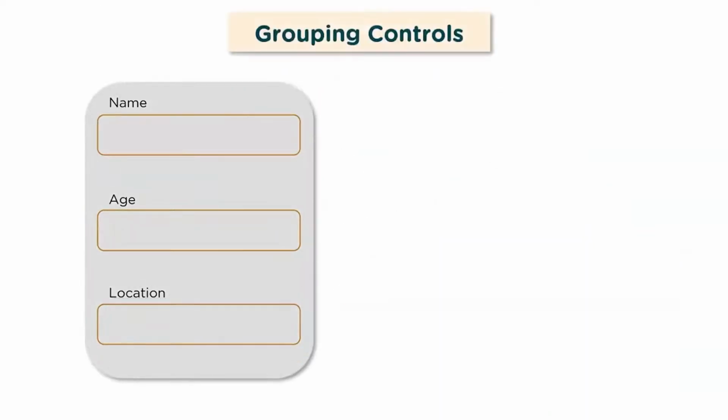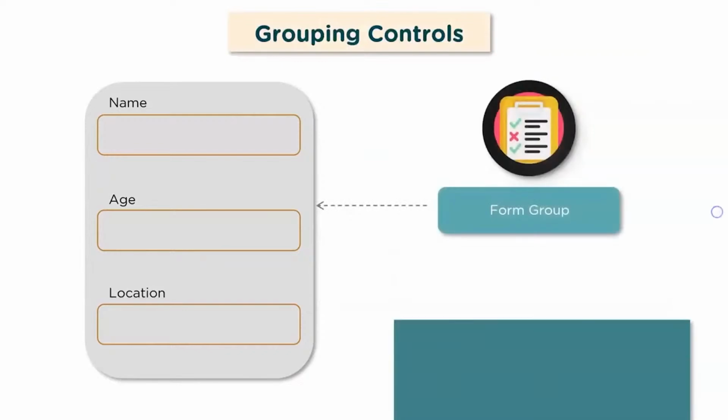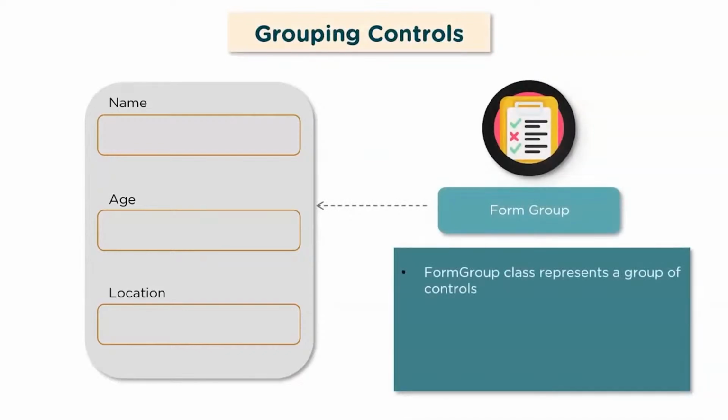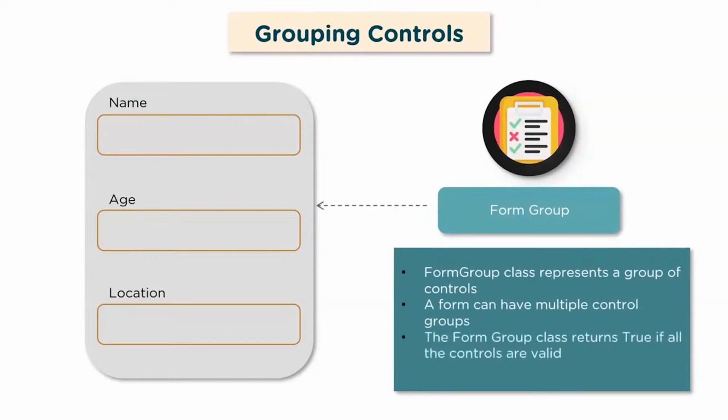Now moving on to form group. So a form group class represents a group of controls. A form can have multiple group controls. The form group returns true if all the controls are valid and provides validation errors if there are any. So I hope this was clear.